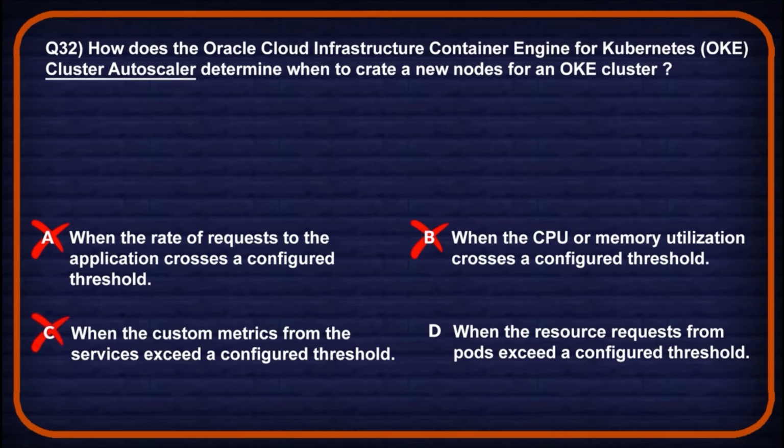Moving on to option number D, when the resource request from pod exceeds the configured threshold. Cluster autoscaler adds nodes when pods cannot be scheduled due to insufficient request. So option D will be the correct choice.